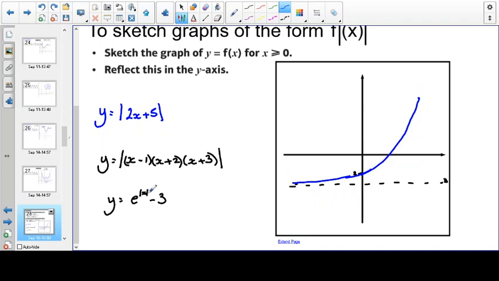Okay, now this one is that second form. To sketch graphs of the form f mod x, sketch the graph of y equals f of x for x greater than or equal to 0, and then reflect this in the y-axis. So where x is greater than or equal to 0 is just this bit here. So this bit actually needs to get reflected in the y-axis. And then that bit doesn't exist. So that one would look like that.